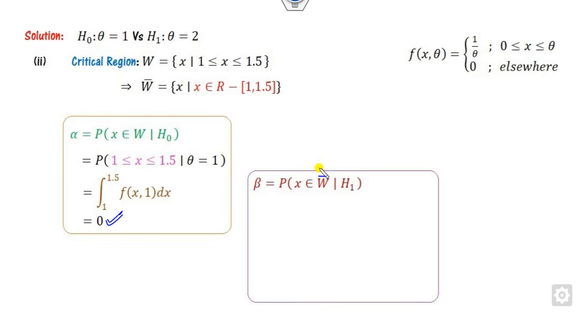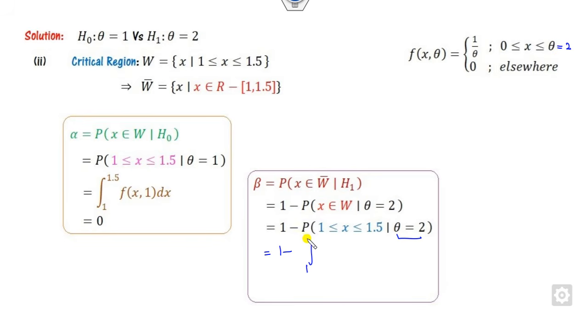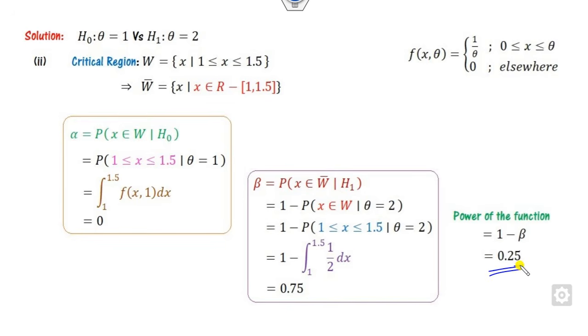What is the value of beta here? Instead of this, I can write 1 minus this. H1 is nothing but theta is 2. Now I can substitute the value of x belongs to W bar and integrate this value. In this case, you can see theta is 2, so I can write this value as the integral from 1 to 1.5 of 1 by 2, because 1 to 1.5 now lies in this range. So you can see this one is the right answer. Similarly, you can find the power of the test. You can write it like here.